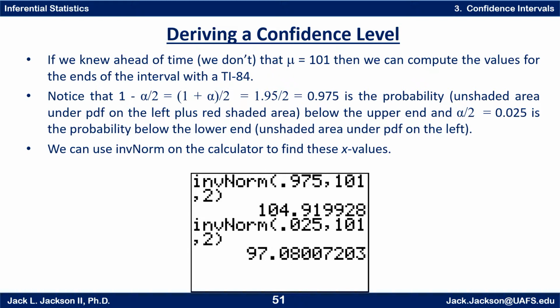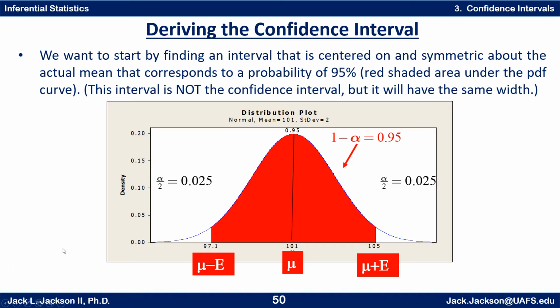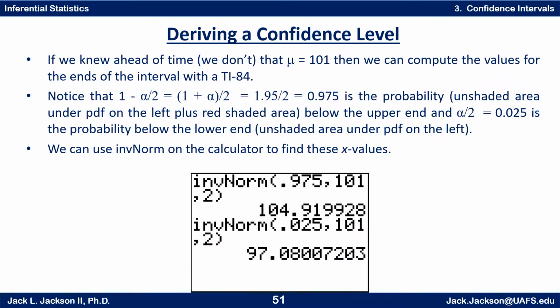In any event, we use the inverse norm on the calculator to find these values. So it's inverse norm of 0.975 with a mean of 101 and standard deviation of 2. That gives us 104.91, which I think was rounded off to 105 here on the previous slide. And this 97.1 here is found by an inverse norm of 0.025, 101, 2. And that's the area to the left, the mean, and the standard deviation. That's about 97.1.